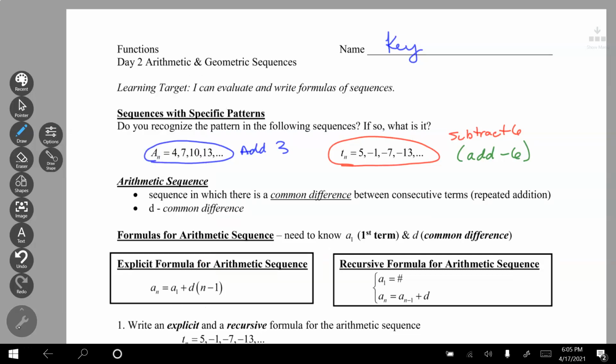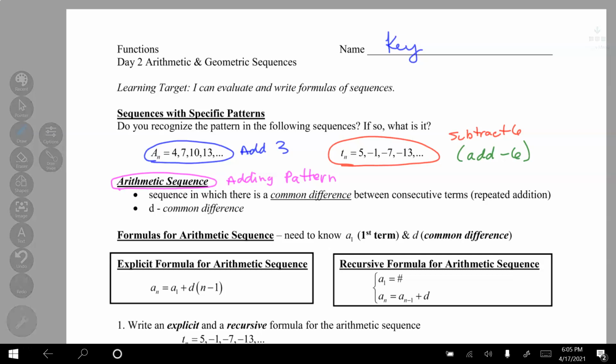So we have an arithmetic sequence is an adding pattern. Yes, I said that word correctly. When it's a noun, it's arithmetic. When it's an adjective in front of the word sequence, it is arithmetic. It is an adding pattern. It means you're always adding the same thing to every term over and over and over again. And that is called a common difference.